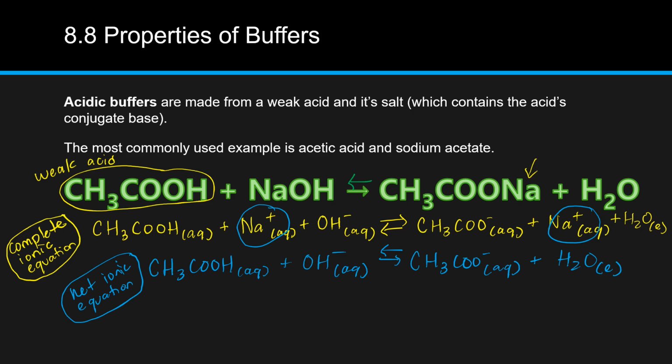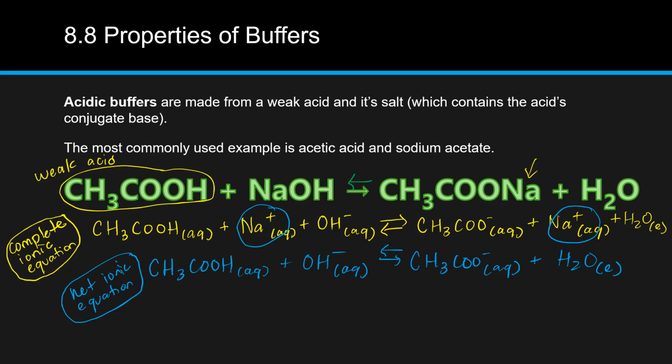Now, if you can go directly from the original equation to the net ionic equation, that is wonderful. I'm just showing you the pieces in case you ever have to do a complete ionic equation or identify the spectator ions on your AP chemistry exam. So now that we have our net ionic equation, we can really see the reacting species in this equilibrium equation.